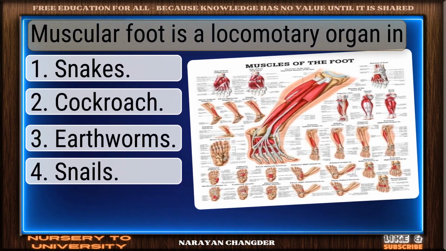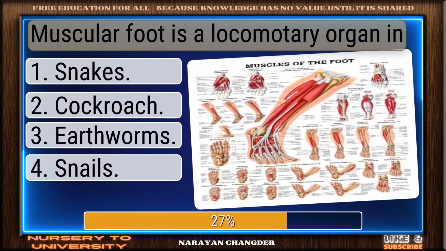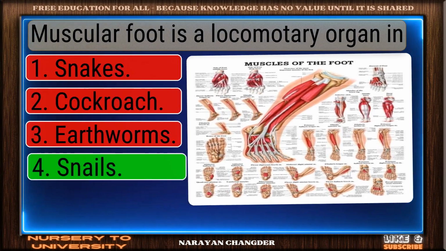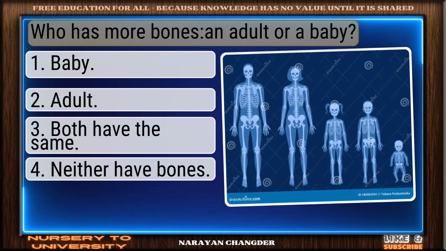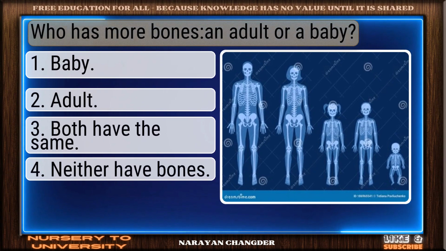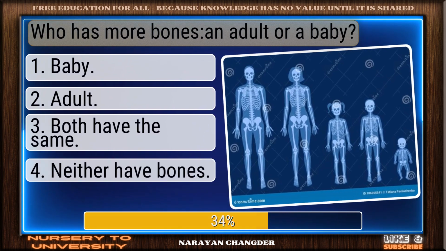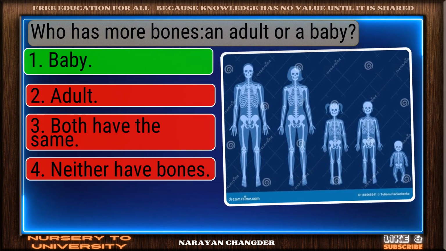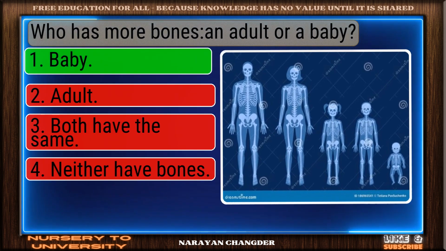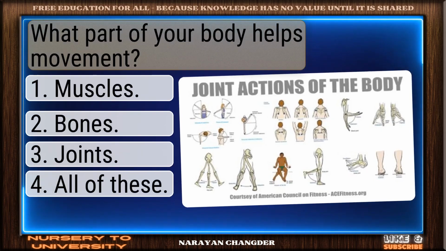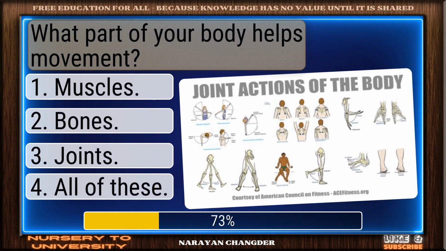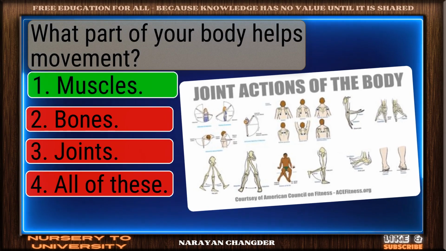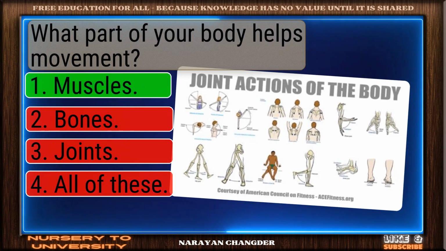Muscular foot is a locomotory organ in? Right choice. Snails is the best answer. Who has more bones? An adult or a baby? Good job. Your answer, baby, works well here. What part of your body helps movement? On track. Muscles is the correct answer.